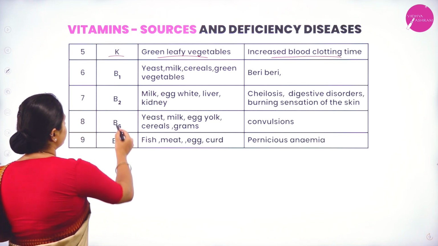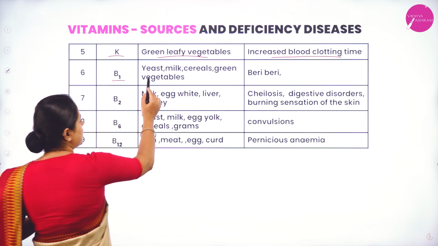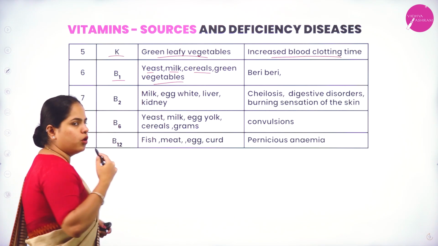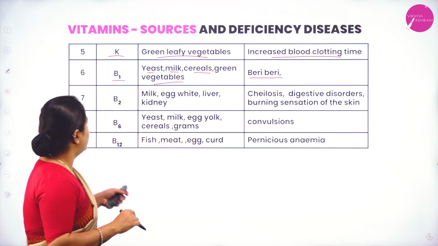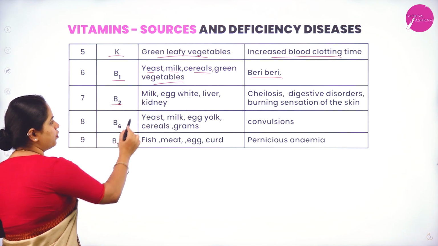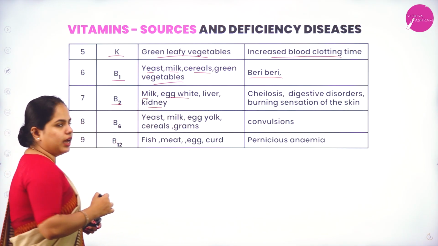Clear? Now, next one is vitamin B1, from yeast, milk, cereals, green vegetables. From all of these you can obtain it. And deficiency causes beriberi disease. Now, moving on to vitamin B12 obtained from milk, egg white, liver, etc.